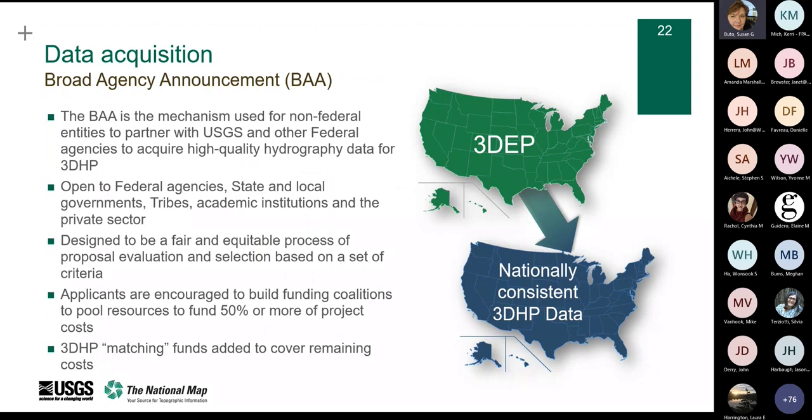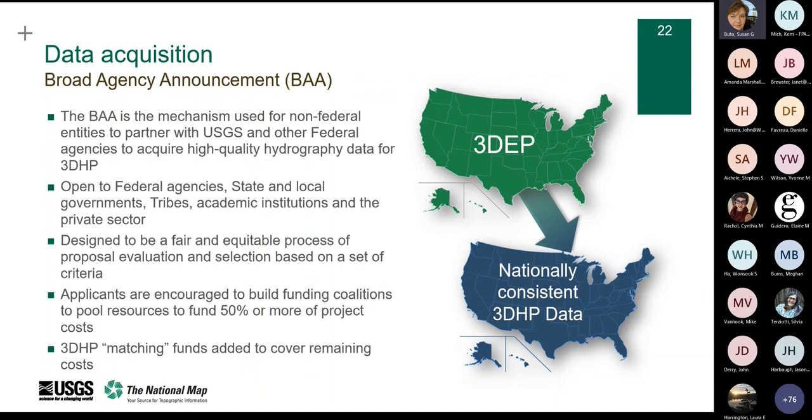And so a little more detail on this process. As I mentioned, it's our mechanism that we use to partner with non-federal entities in a fair and equitable way, where proposals are received and then they're evaluated and scored by a panel of subject matter experts who determine how the proposals fit in with our scoring criteria. BAA is open to federal agencies and to state and local governments, tribes, academic institutions, and the private sector.